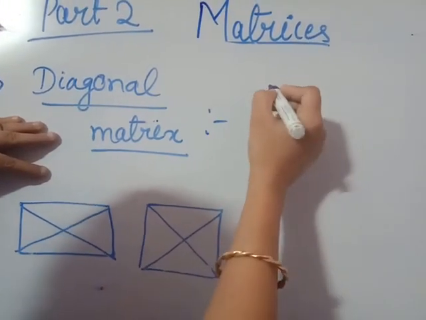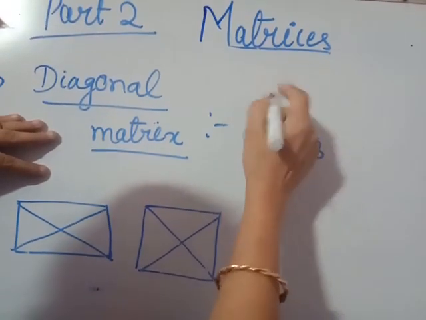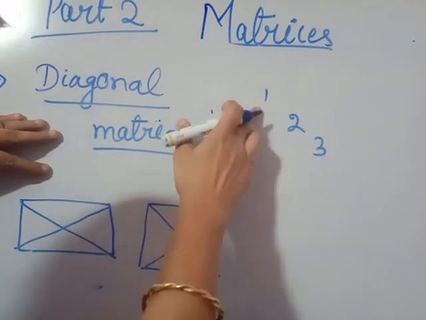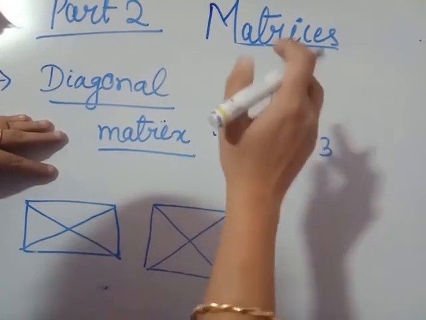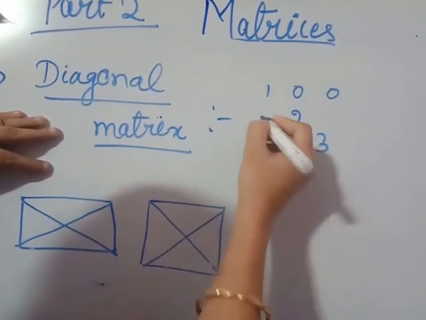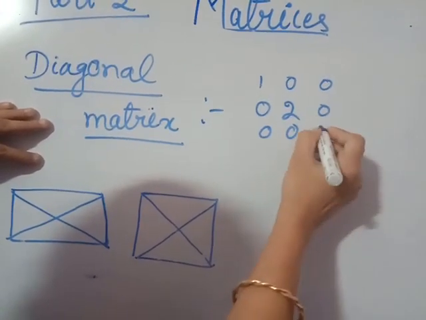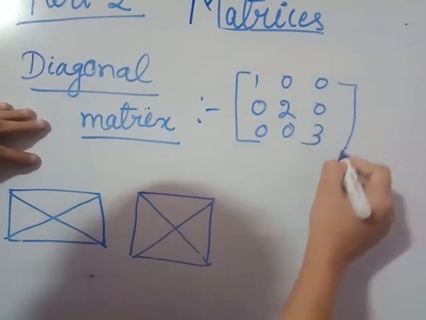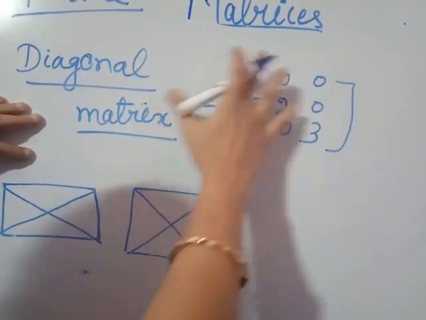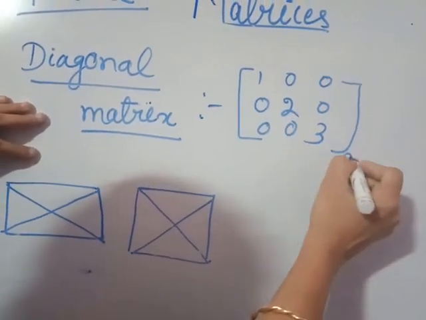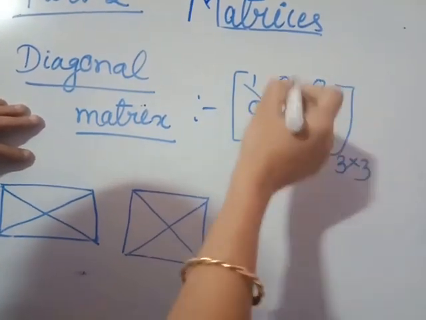Now let's see. Suppose one matrix has 1, then 2, then 3 on the diagonal. It means there are 3 elements in the diagonal, so it must be a 3 into 3 matrix. Here is 0, here is 0, here 0, here 0, here 0, here 0. So this is known as a square matrix of the diagonal type. It is of order 3 into 3, but except the diagonal, all elements are 0.